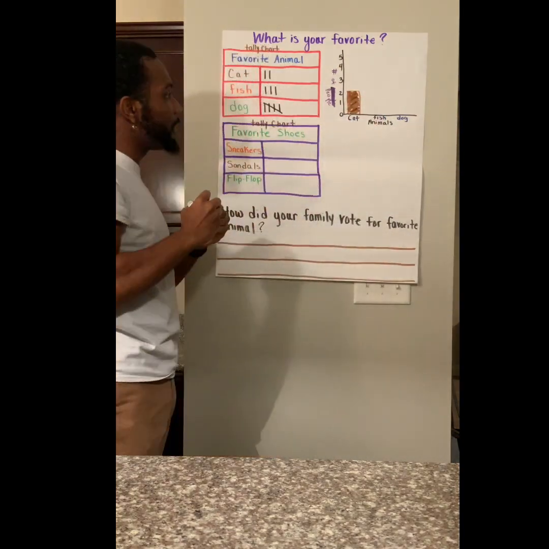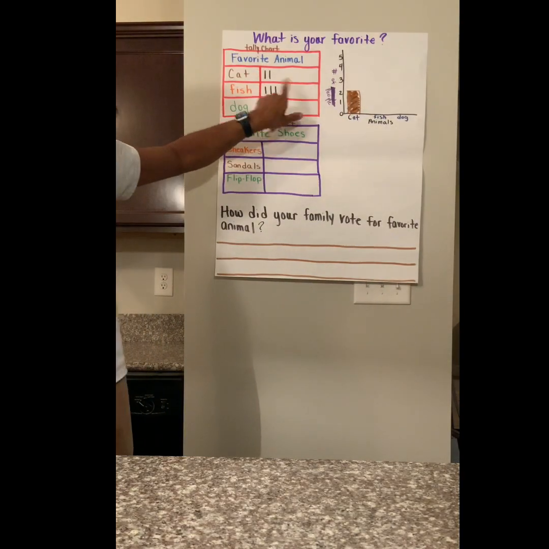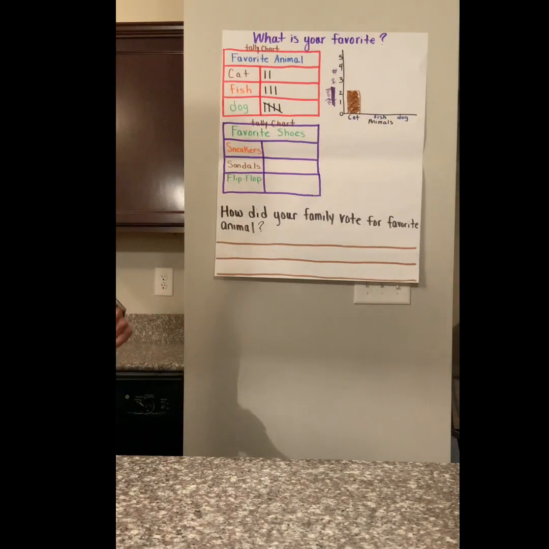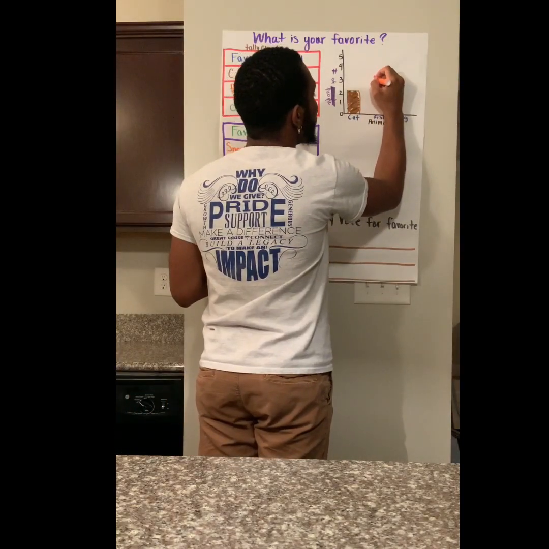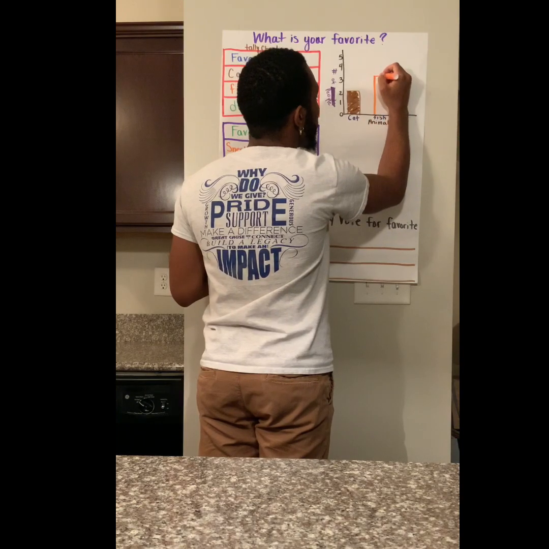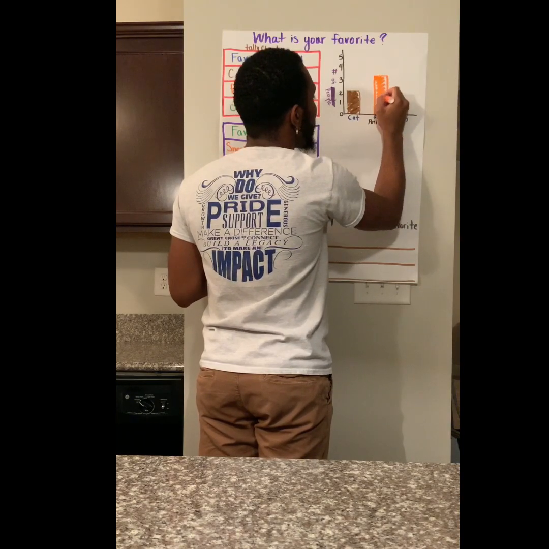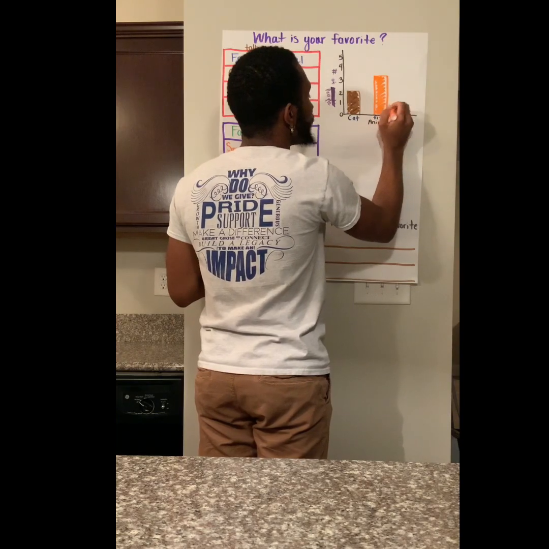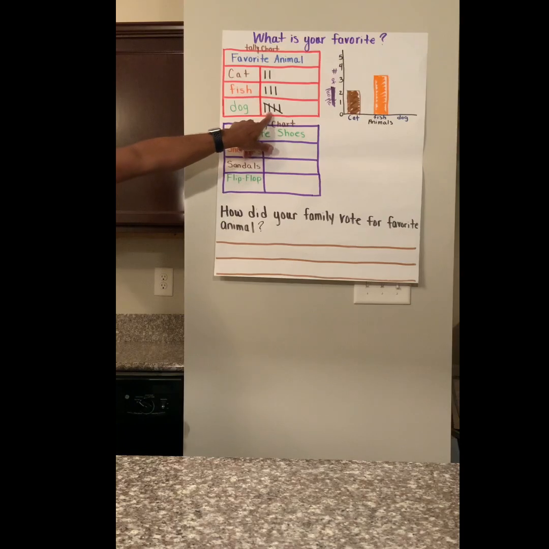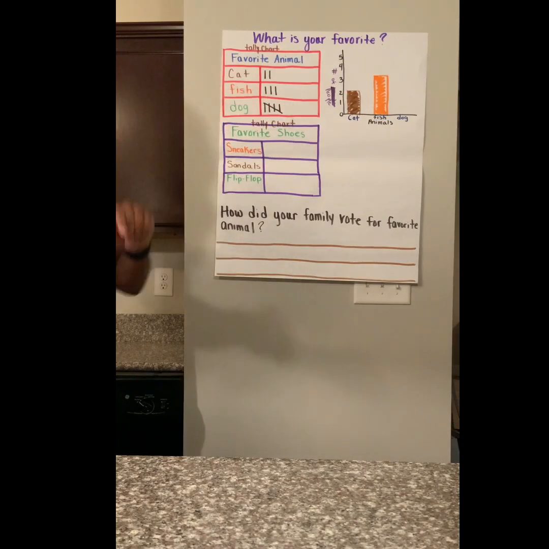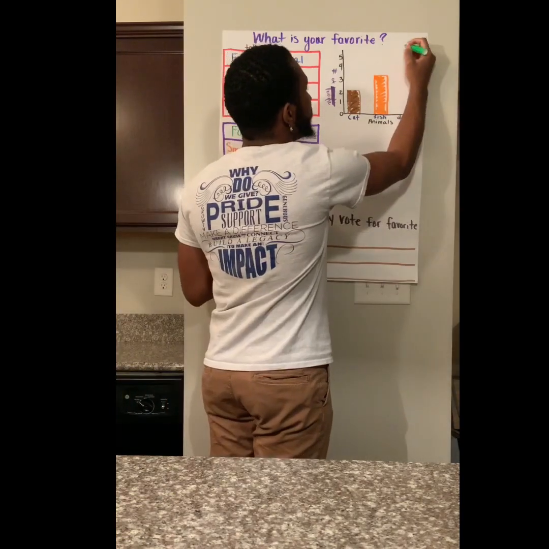Color it in. I want my data to reflect what's in my tally chart. For fish, we have 3. So I'll go up to number 3. Okay. And then for dog, we have 1, 2, 3, 4, 5. So I will put 5 for dog.